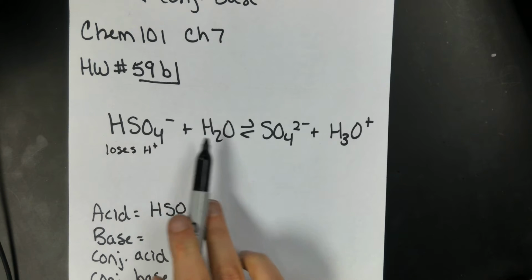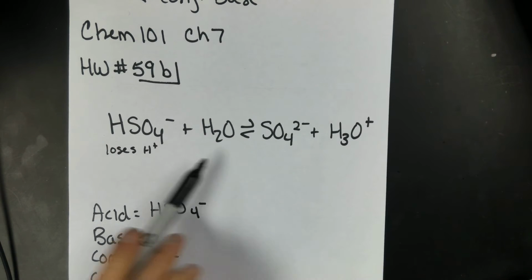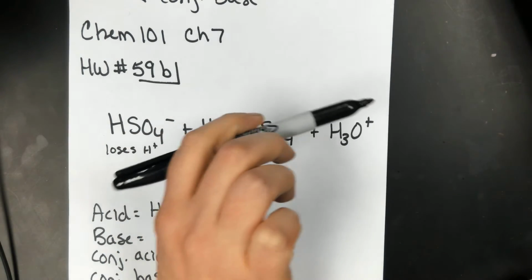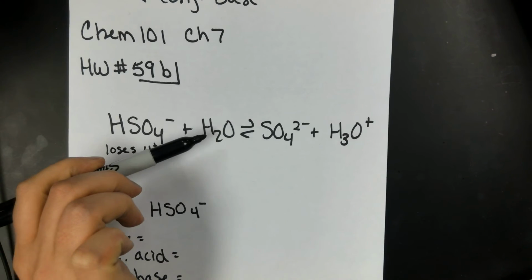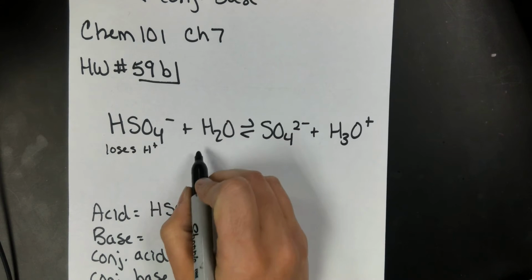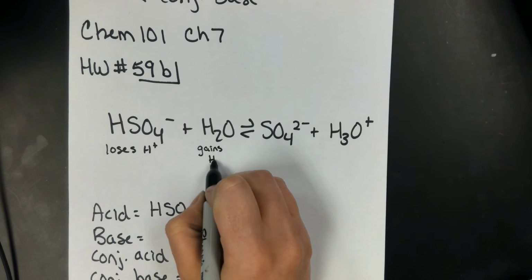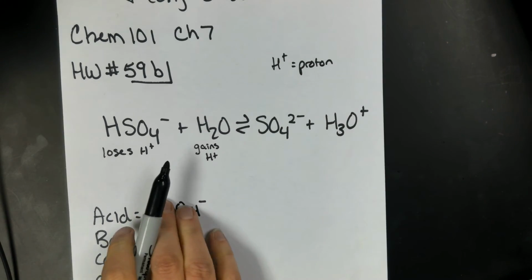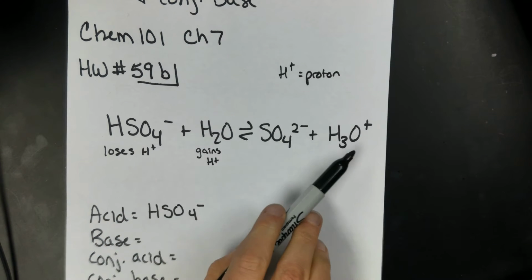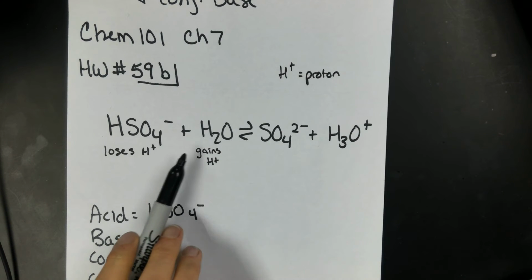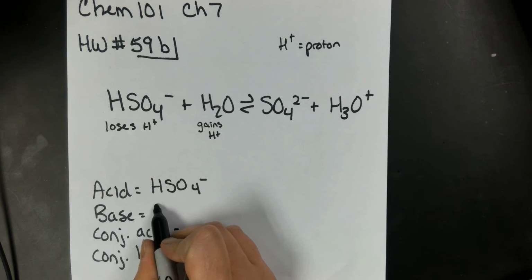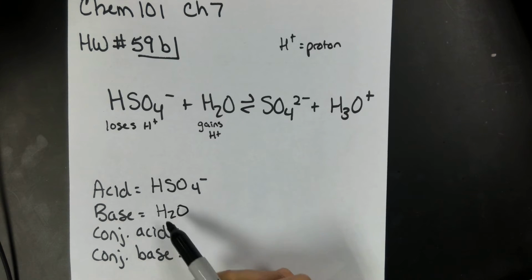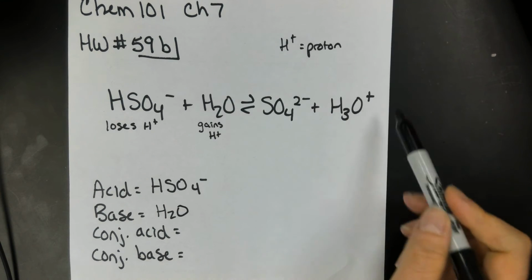Let's double check. H2O looks like this, right? Going this way, H2O picks up an H plus and becomes H3O plus. H2O gains an H plus, and remember, another word for H plus is proton, right? So H2O gains an H plus and becomes H3O plus. If you gain an H, you are a base. Now, remember, the words conjugate acid and conjugate base only apply to things on the right.